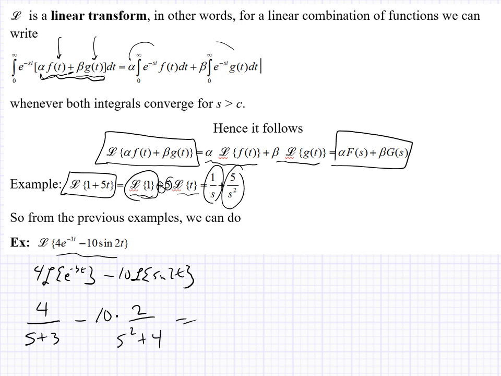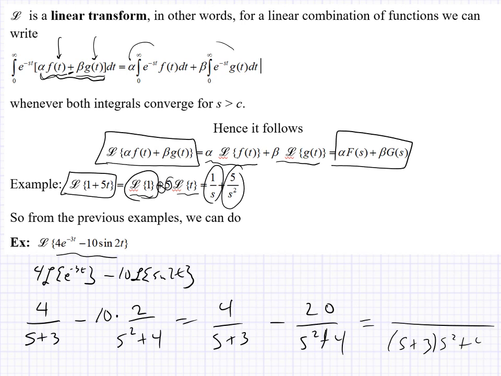So that would give us 4 over s plus 3 minus 20 over s squared plus 4. If you really wanted to go one step further, we could put this all over one fraction, with (s plus 3)(s squared plus 4) being the common denominator. This isn't really necessary, but we could. This would be 4 times (s squared plus 4) minus 20 times (s plus 3). Multiply, calculate terms, and you get your answer.